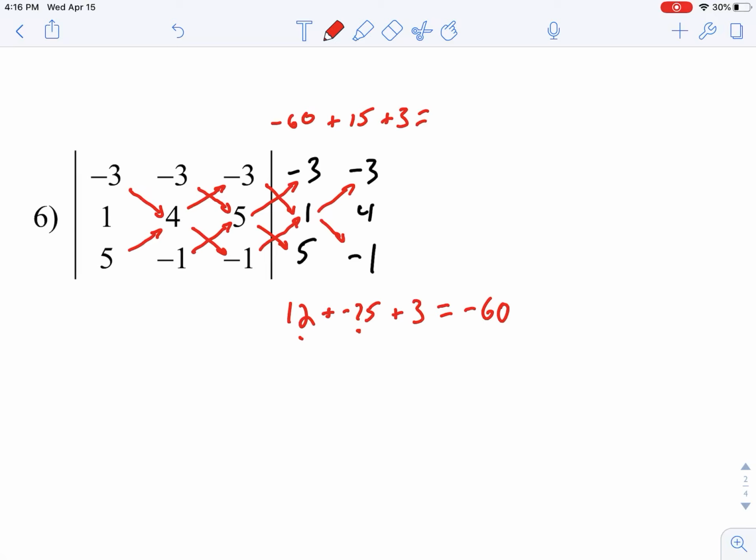I feel like I've made a mistake. Let me go back and double check my work. Negative 20 times 3 is negative 60. Positive 15, positive 3. No, that's right. Negative 45 plus 3 is negative 42.